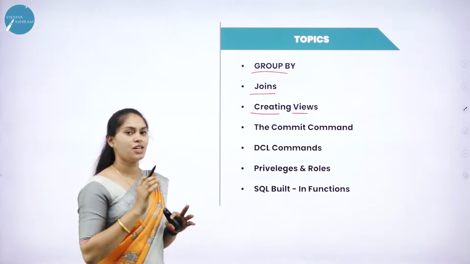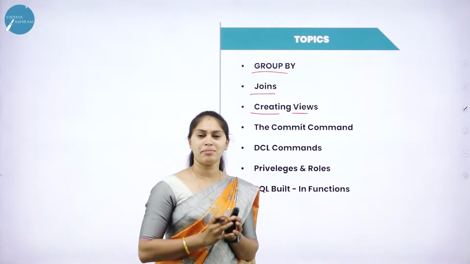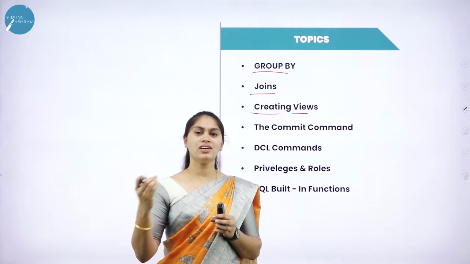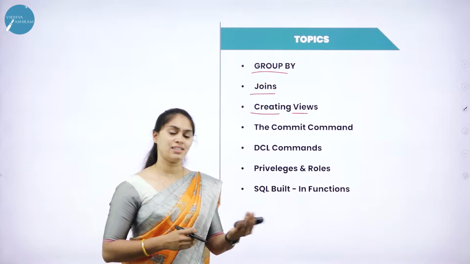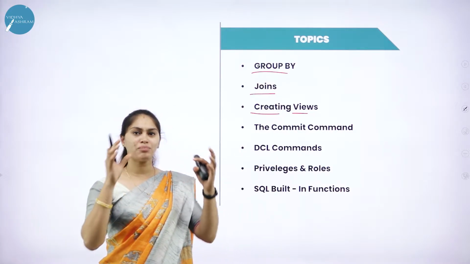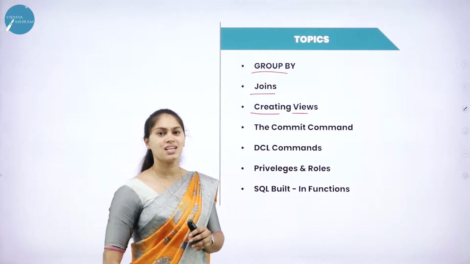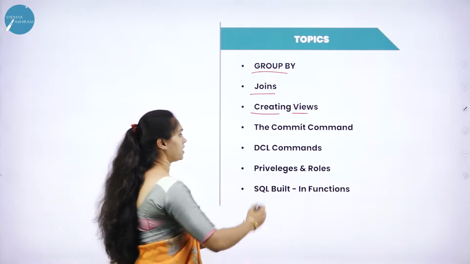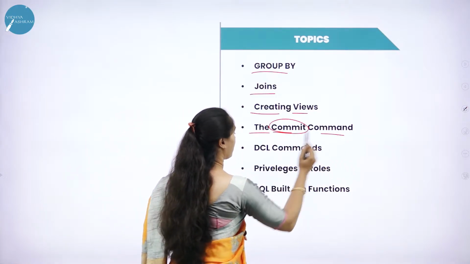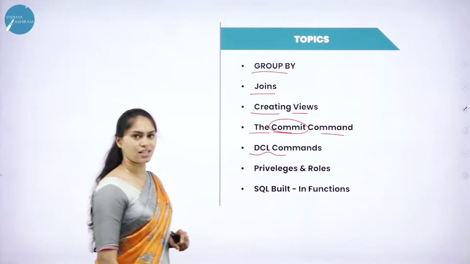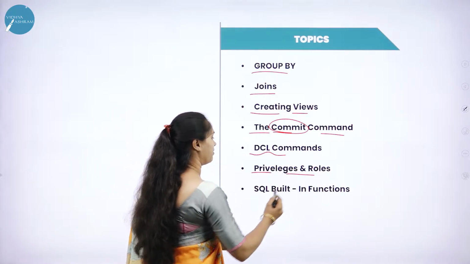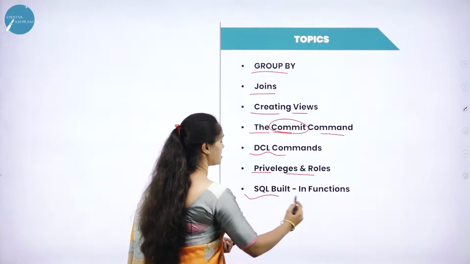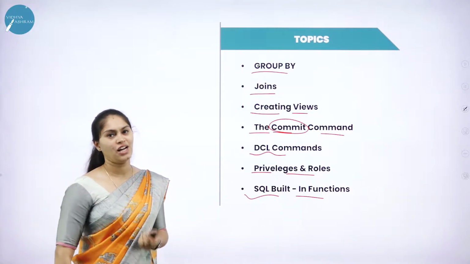For example, just imagine I have n number of tables in my database, but I just want some number of columns from this table, and I require some more columns from another table. So I want to have my own view. Then we are going to use this view, or creating a view. Then we'll see about the commit command and then the DCL command, that is data control language. And also we'll see about the privileges and roles. At last we'll see about the SQL built-in functions.